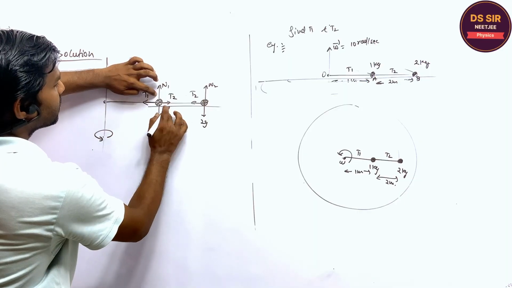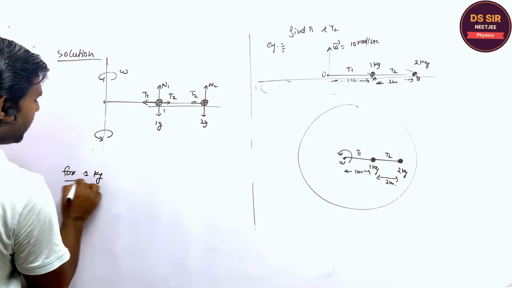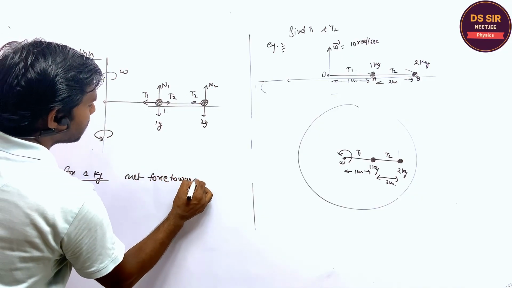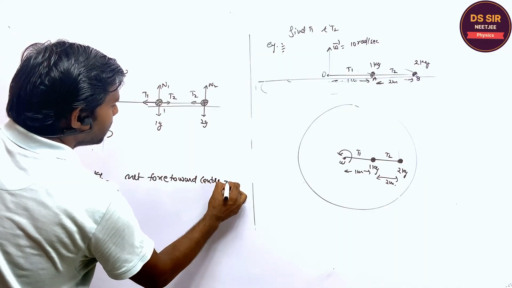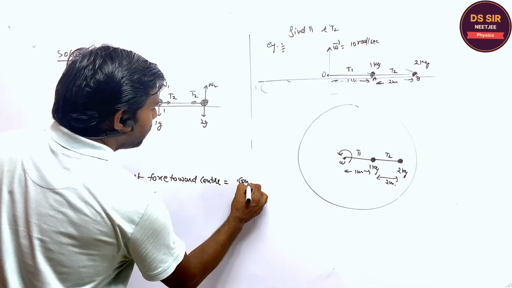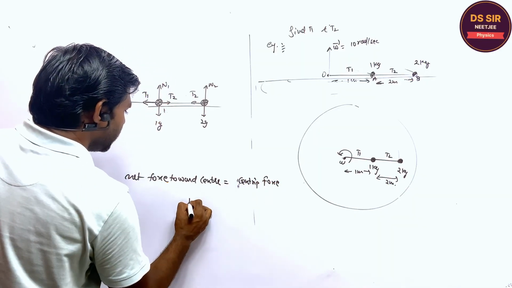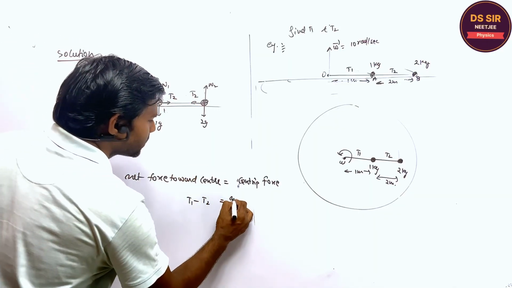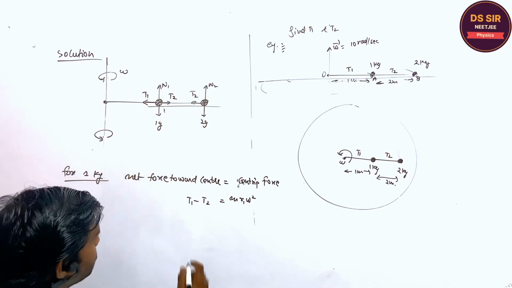For 1 kg, what is the net force towards the center? Can you tell? This is the center. T1 minus T2 will provide the required centripetal force. So T1 minus T2 is equal to what? m r1 omega square in this case. Is it clear or not?